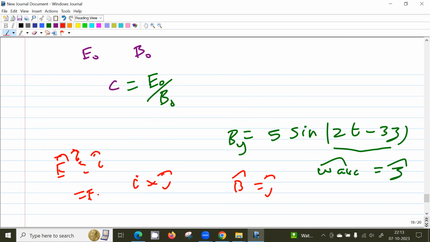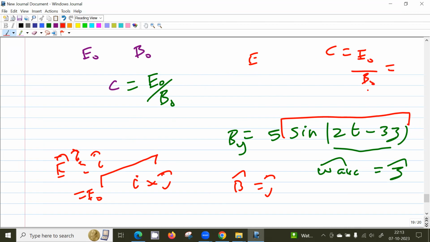So E is E naught into the same function. If B is phi into sine of whatever this thing is, then E should be E naught into the same sine of omega t, the same thing. And what about E naught? Because C is E naught by B naught, and B naught is phi, so E naught is phi into C. Okay, so you got the question.